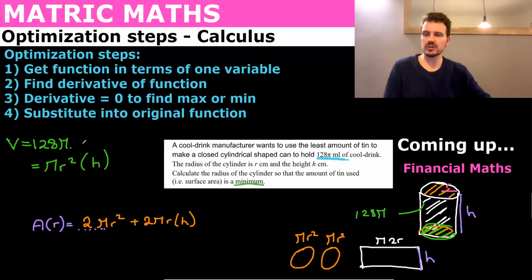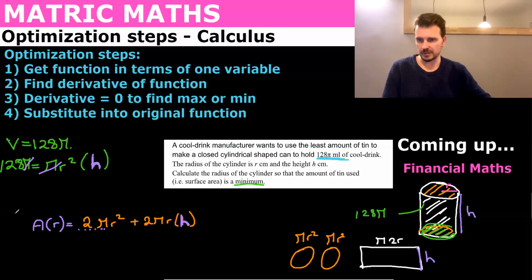But now they've also told us that the volume is 128 pi, which means we can make the volume 128 pi, and we can then use this to get h by itself, because then we can sub that into this h here. Let me do h in purple. So it's this h that we need to get.